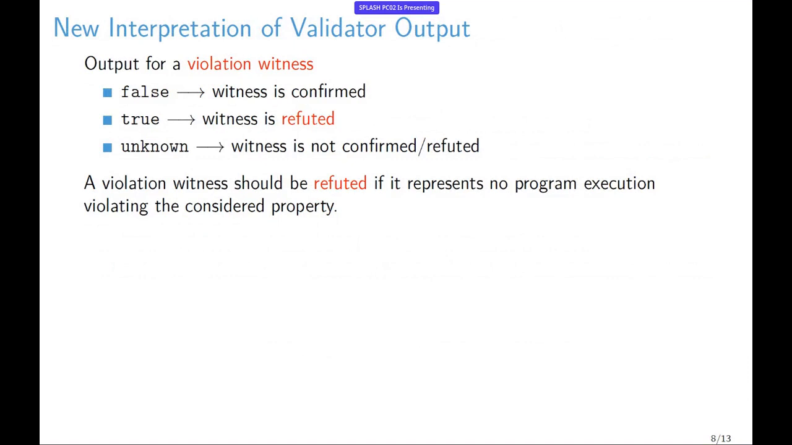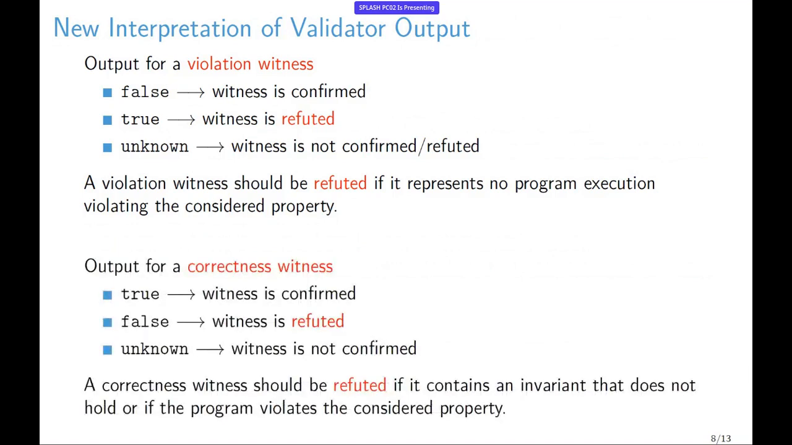So as before, if the validator for violation witnesses tells false as answer, then we want to interpret this as the witness is confirmed as usual. But if the validator says true, then this should mean the witness is really refuted, right? And unknown, of course, means the validator could not make sense of the witness and gives up on it. So the violation witness should be refuted if it represents no executable program path that violates the specification.